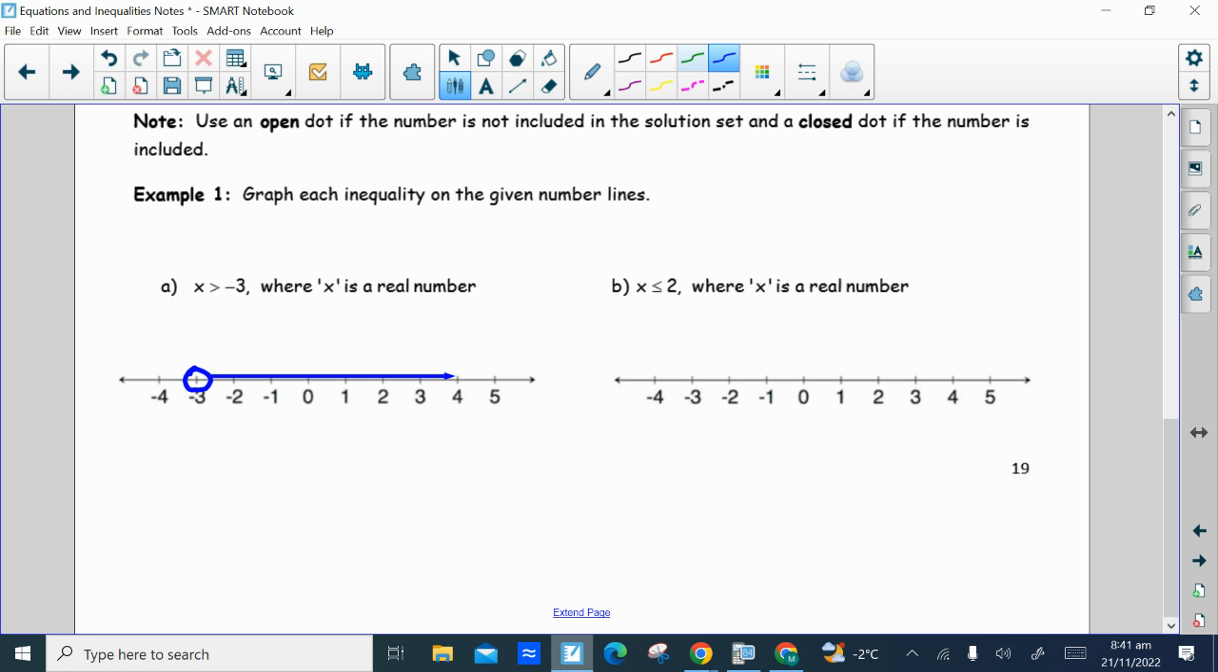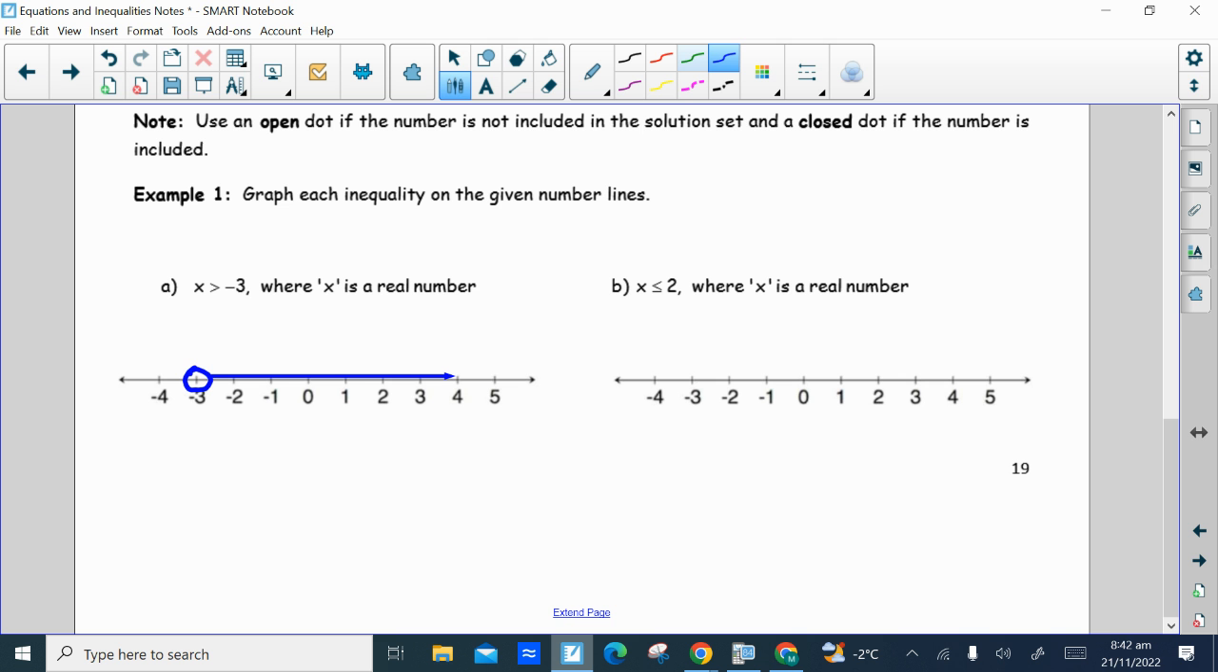That shows all values of x that are greater than -3, not equal to, which is why we have an open circle there. And x is a real number, which we show by using a solid line. So that shows all fractions, all decimals are included.